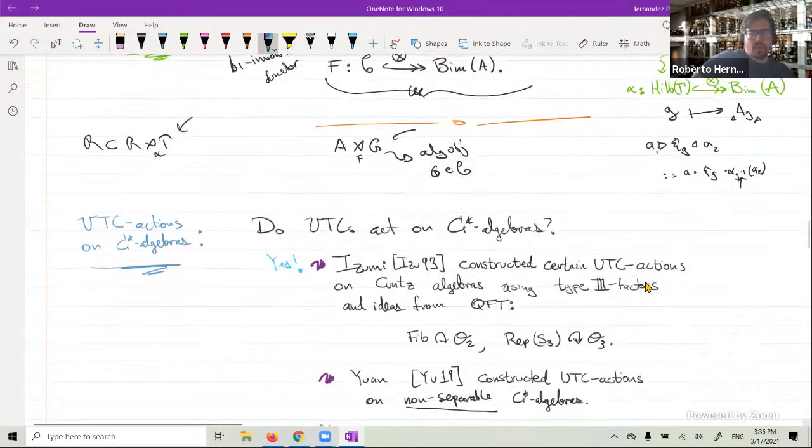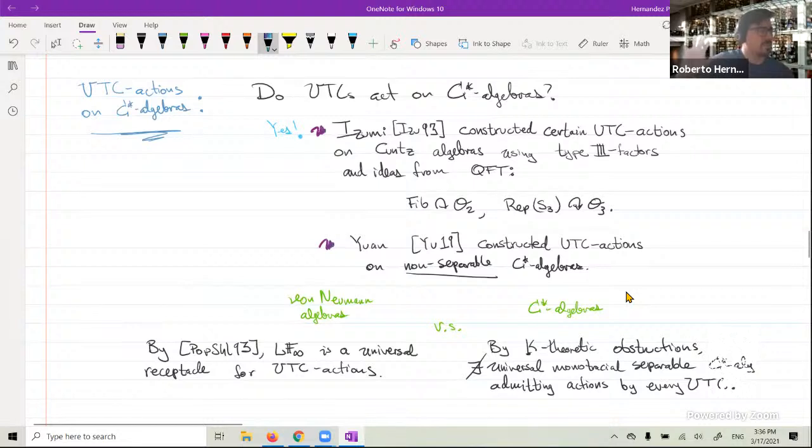Okay, so now hopefully I've made my point. Subfactors have quantum symmetries. So now let's start transitioning to C-star algebras. And I guess the first question one could ask is, well, do UTCs even act on C-star algebras?